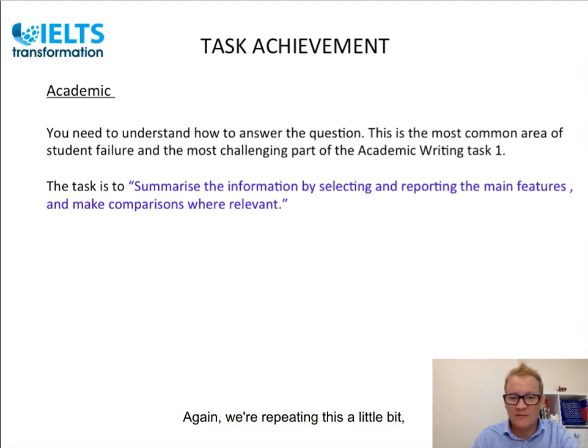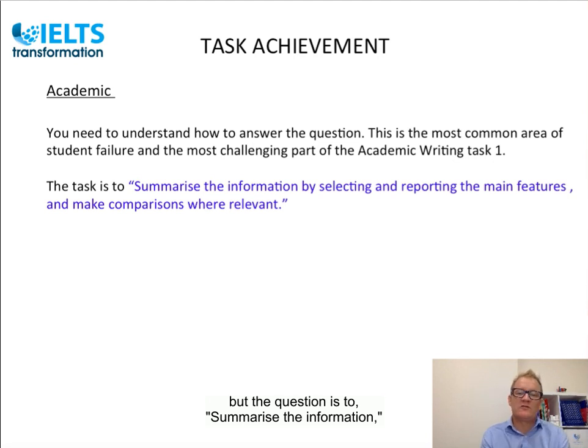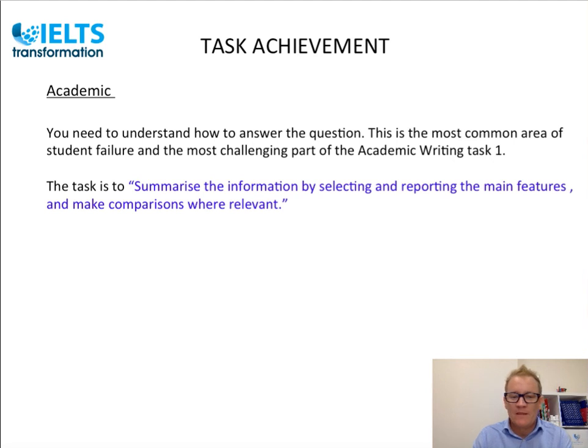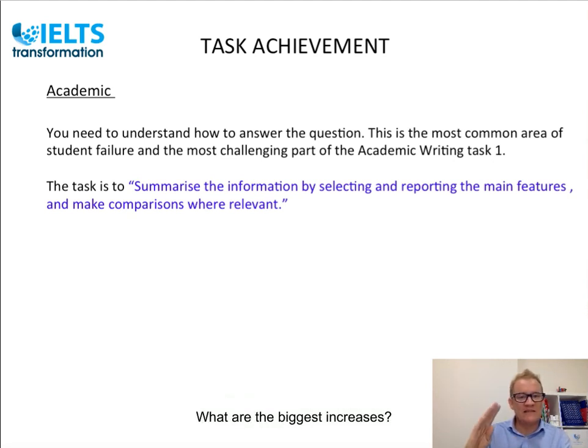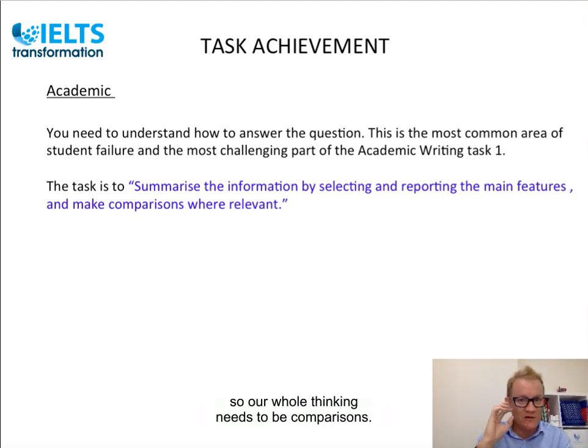Again, we're repeating this a little bit, but the question is to summarize the information, not just to recount detail. So we need to summarize the information by selecting and reporting the main features. So back to the questions: what's going on here? What are the biggest increases? What are the biggest decreases? What are the biggest numbers? What changes are happening? Just summarize the changes. And we need to make comparisons where relevant. So our whole thinking needs to be comparisons.